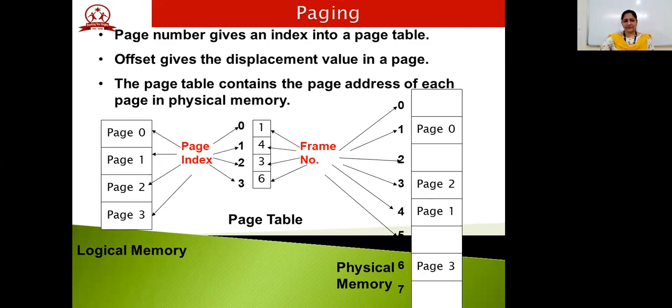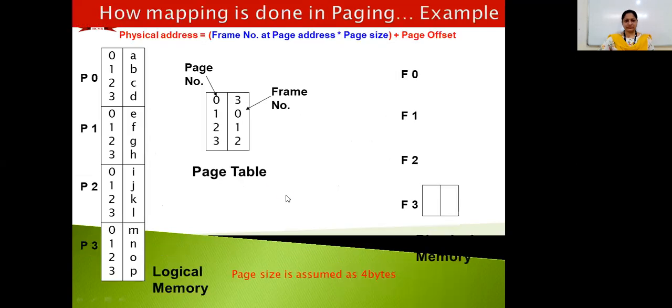What do you mean by offset? Offset gives the displacement value in the page. In order to understand what is meant by displacement value, after this particular slide, I'm going to take one example. The page table contains the page address of each page in the physical memory. Here you can see again a logical memory and a physical memory, and the pages in the logical memory are mapped with the physical frames with the help of the page table. Now, let us try to understand how the page table makes use of these two entries to find out the physical address.